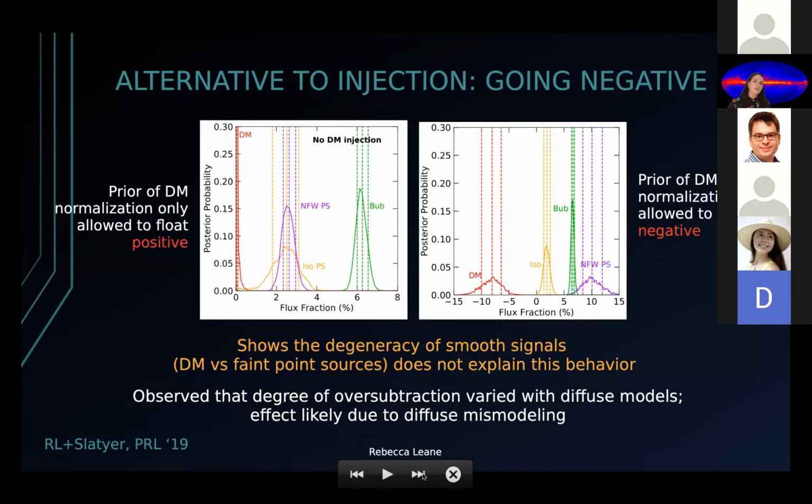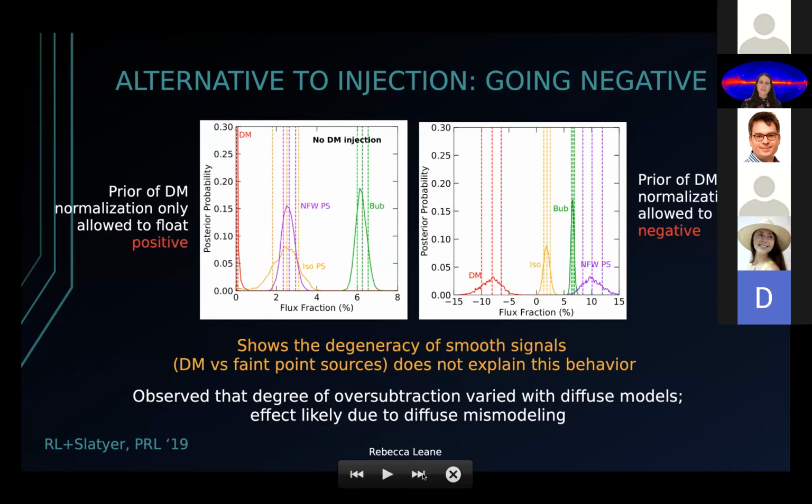So when we were doing this analysis, you usually have priors that are positive, in the sense that we're doing a Bayesian analysis and you want your priors to be physical. And of course, it doesn't make sense to have a negative dark matter flux, so you just allow it to be positive. And the plot I'm showing on the left here is just that. So the usual analysis, everything has physical values.